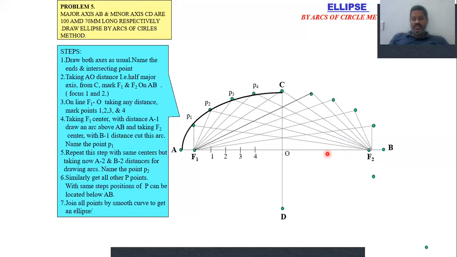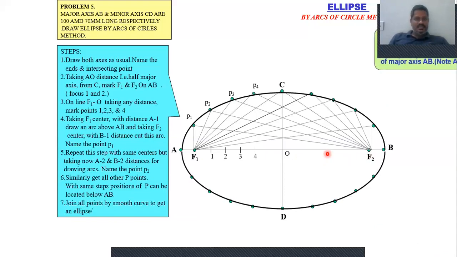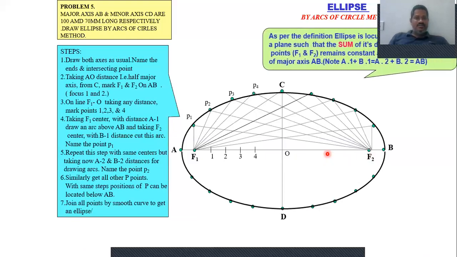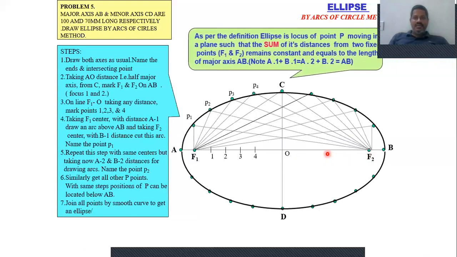Join all those points to get the complete ellipse like this. This is called the ellipse by arcs of circles method.